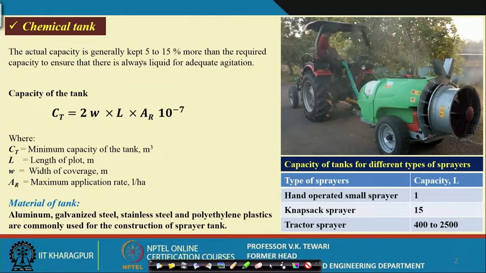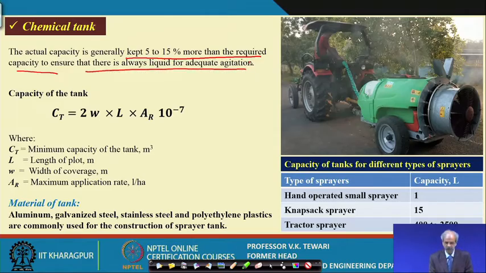See, the actual capacity is generally 5 to 15% more than the required capacity to ensure there is always liquid for agitation. Sometimes when the agitator is there, it will keep the liquid which we have created in the right composition. It should not be that the particles settle down and then water is there on the top. No. So, the agitation should be sufficient. In order that this happens, actual capacity should be 5 to 15% more.